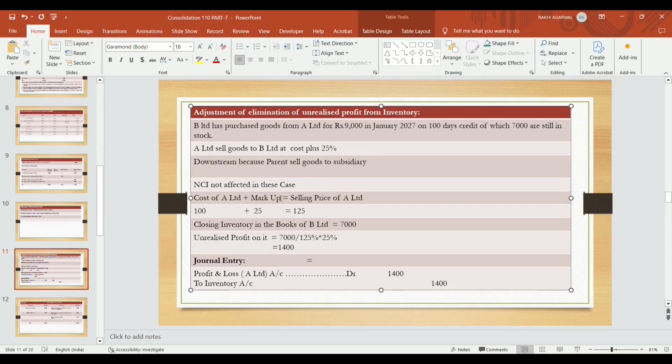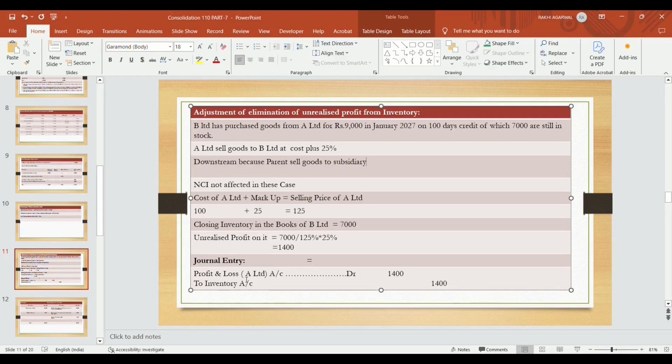Cost of A Limited is 100, markup on that is 25%. So the selling price of A Limited is 125. Closing inventory in the books of B Limited left is 7,000. Unrealized profit on it: 7,000 equals 125%. So how much is related to 25%? 7,000 divided by 125 into 25, so it becomes 1,400, the unrealized profit on the 7,000 stock.